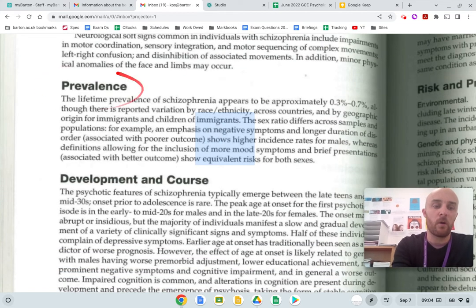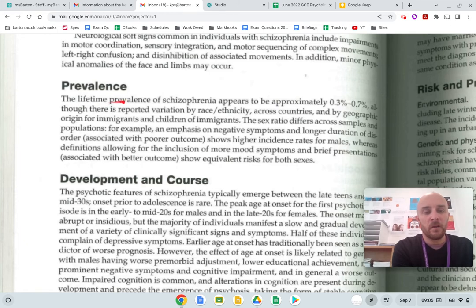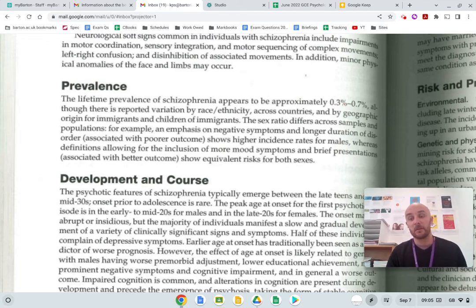Now, prevalence, how common is this? People say 1%. That figure is thrown around. 1% is probably the higher limit. If we have a look at what the DSM says, and this is in America, by the way, which may be different to us, the lifetime prevalence of schizophrenia appears to be approximately 0.3 to 0.7%, although, as it says there, there's reported variation. So in some countries, it could go up to 1.2%. In some countries, it could be as low as 0.3%. The sex ratio differs across samples and populations.